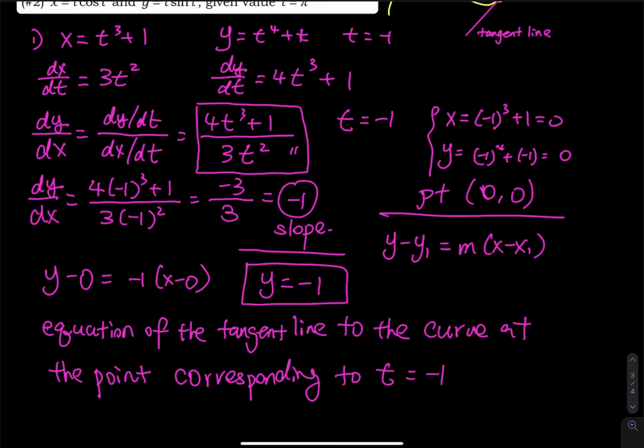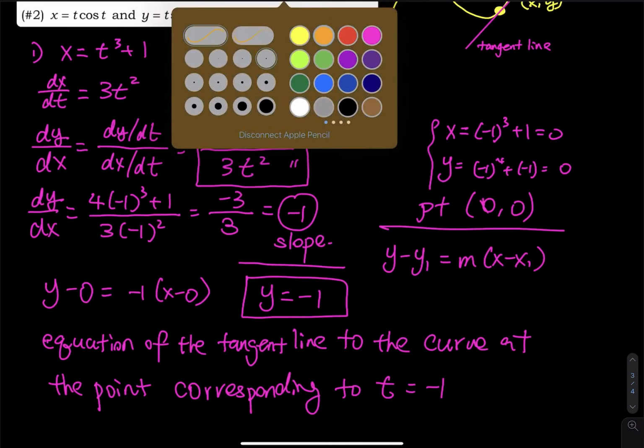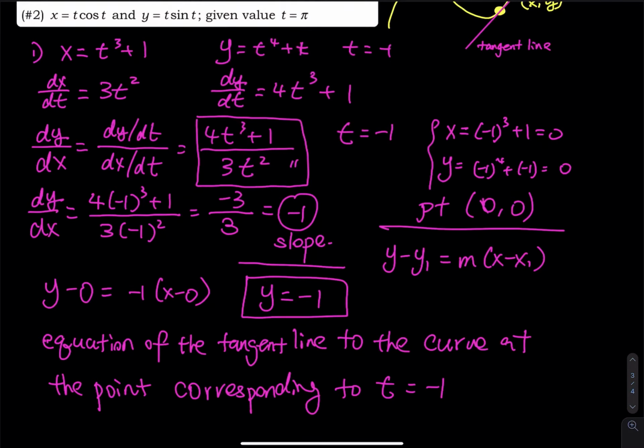So that's the first problem. I still have another problem. So number 2, let's do that right now. We have x equals t times cosine t, y equals t times sine t, and then t equals pi.